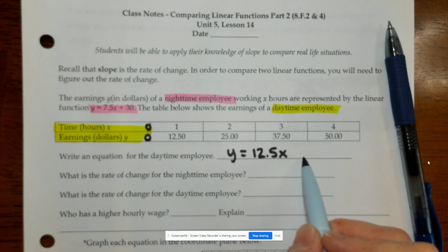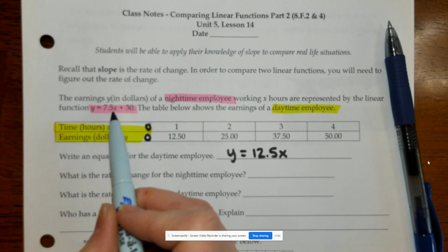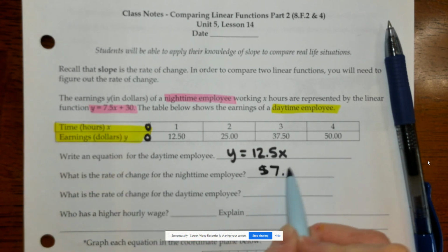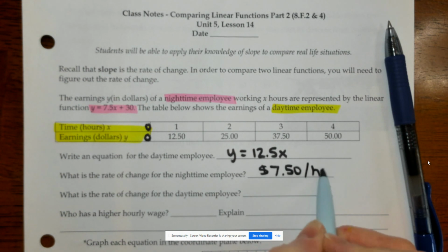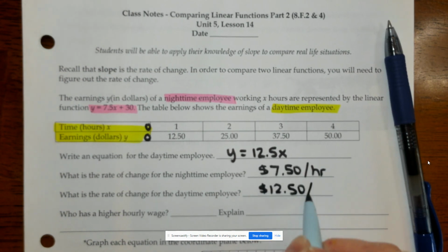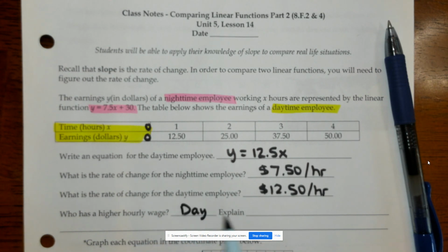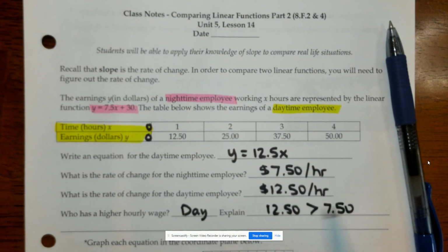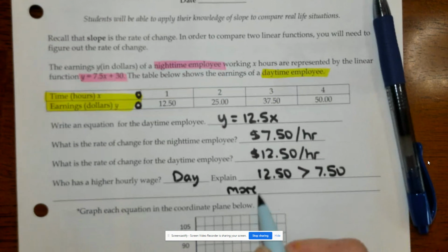What is the rate of change for the nighttime employee? So the nighttime employee is getting Y equals 7.5x, meaning that they are getting $7.50 per hour, where the daytime employee is getting $12.50 per hour. Who has the higher hourly wage? That's clearly the person working during the day. $12.50 is greater than $7.50. This person's getting more per hour.